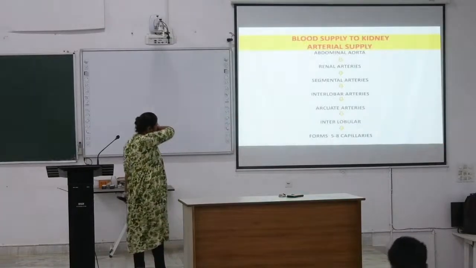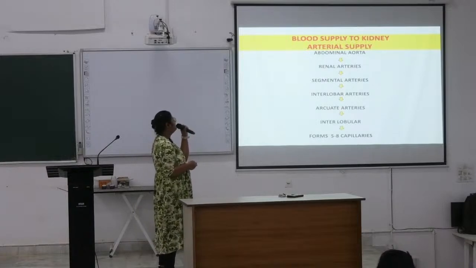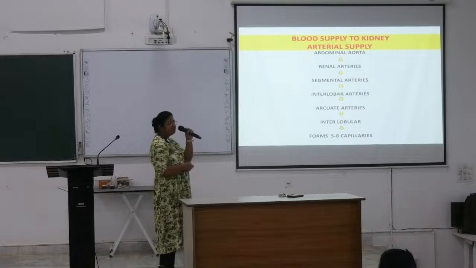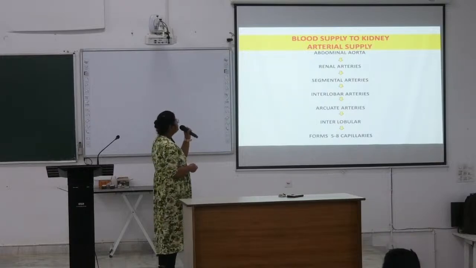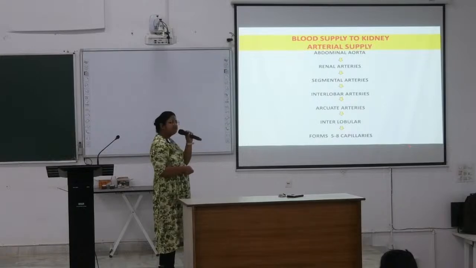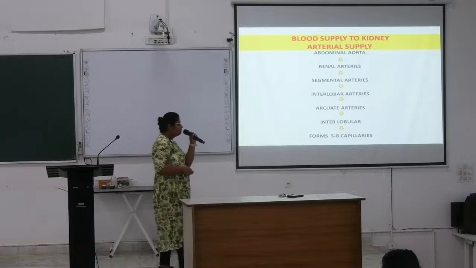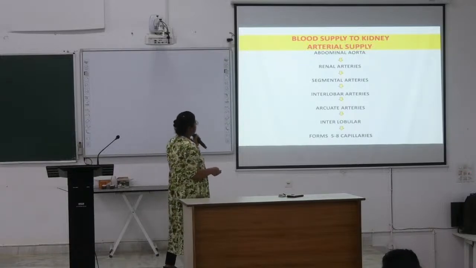Next, so abdominal aorta, renal arteries, segmental arteries. Segmental arteries are also known as lobar arteries. Okay? The interlobar artery, arcuate artery, interlobular artery form 5 to 8 capillaries. Okay? Afferent glomerular capillary plexus 5 to 8. Next.